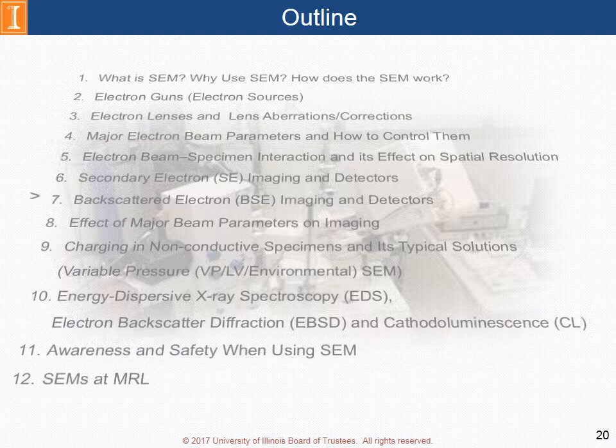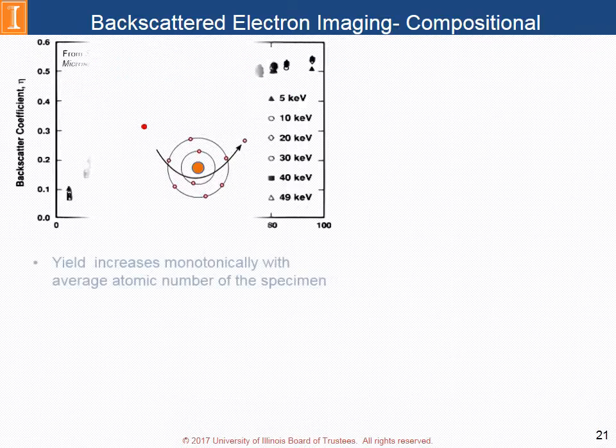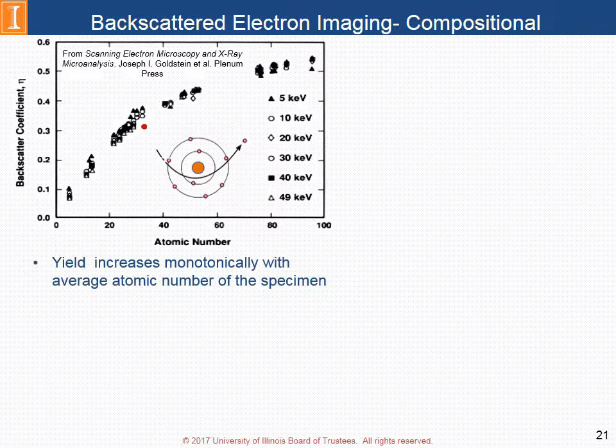Now let's move to the next topic, backscattered electron imaging and its detectors. Backscattered electrons are the primary beam electrons that are scattered back out of the sample. So how do we interpret a backscattered electron image? Again, the major contribution to the image contrast comes from electron yield, in this case, backscattered electron yield.